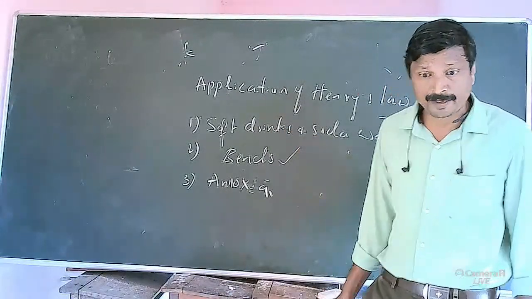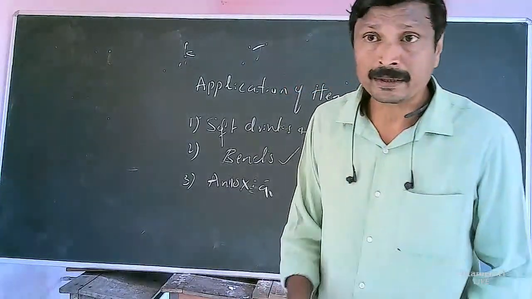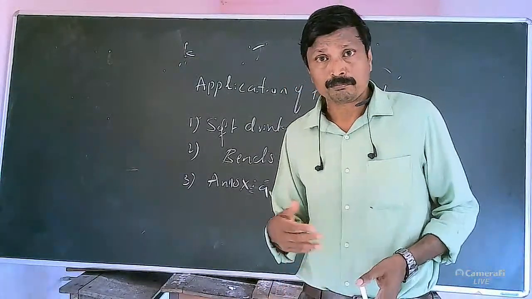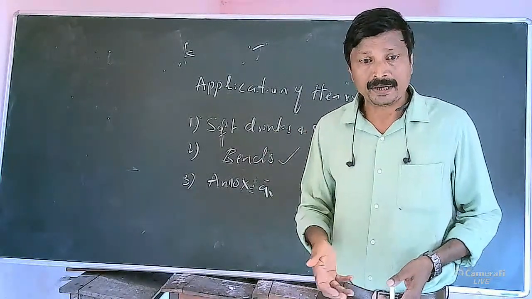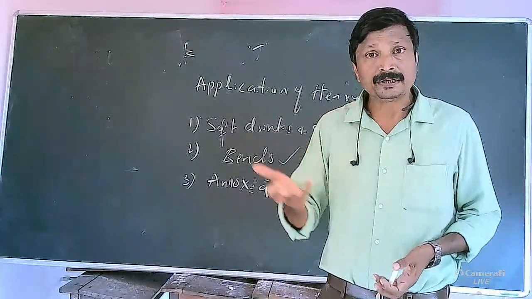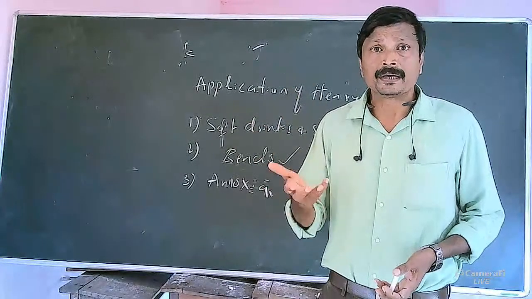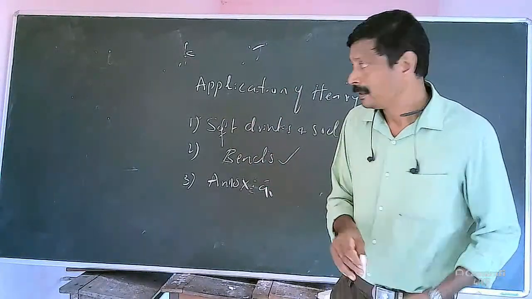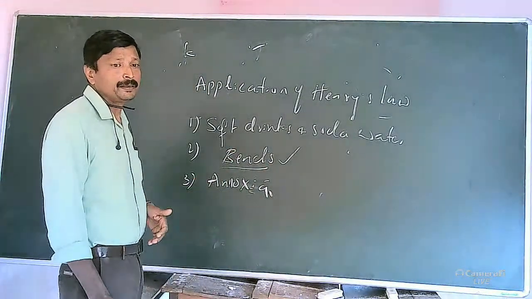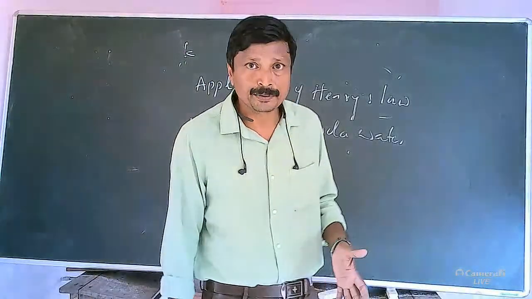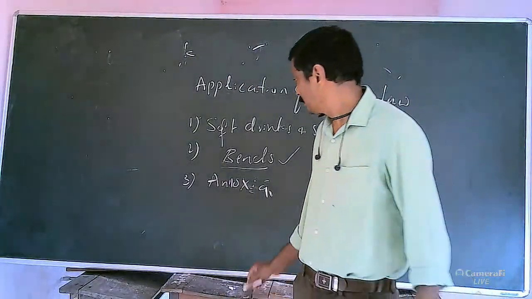Second one is the bends. What is bends? The bends is due to the excess of the oxygen or the air dissolved in our blood. It releases during decompression, and on releasing it blocks our capillary. The medical condition is called bends. The bends can be avoided if the air cylinder is diluted with helium gas.